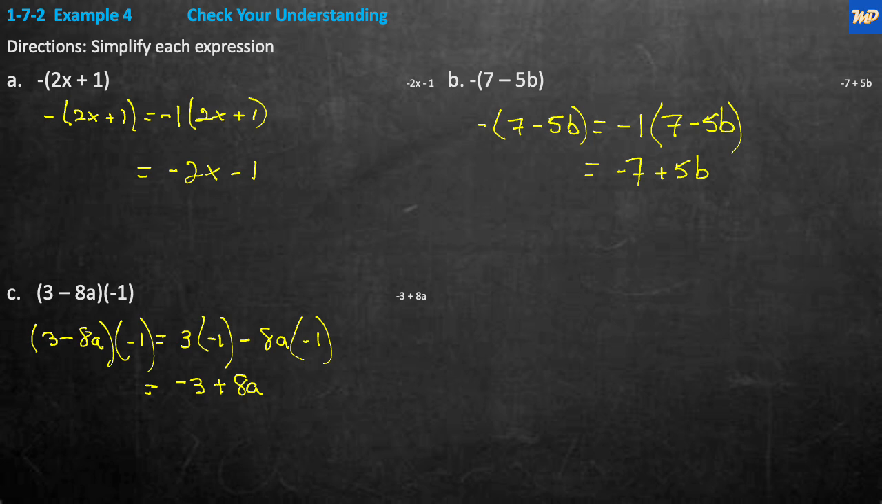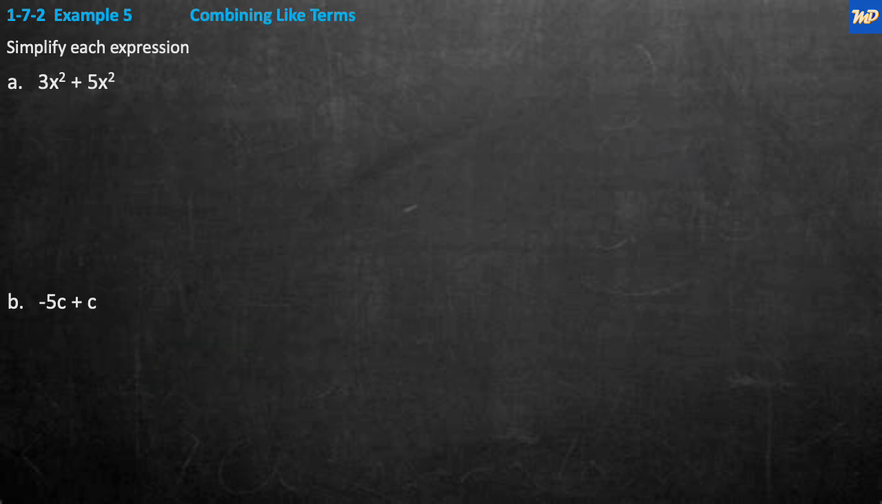Okay, example 5, combining like terms, simplify each expression. We were talking about like terms in an earlier slide, so let's see if we can do a few of them here. We'll start with problem A. We have 3x squared plus 5x squared. Since these are like terms, the x squareds, we can add these. So that's going to be equal to 5 plus 3 is 8x squared.